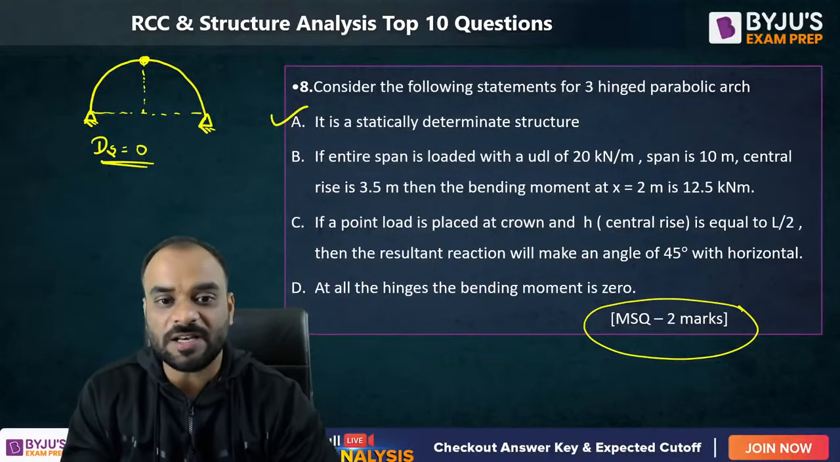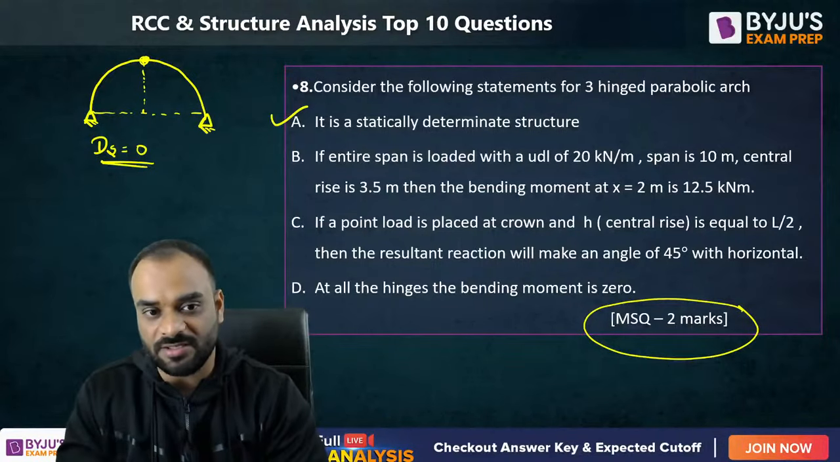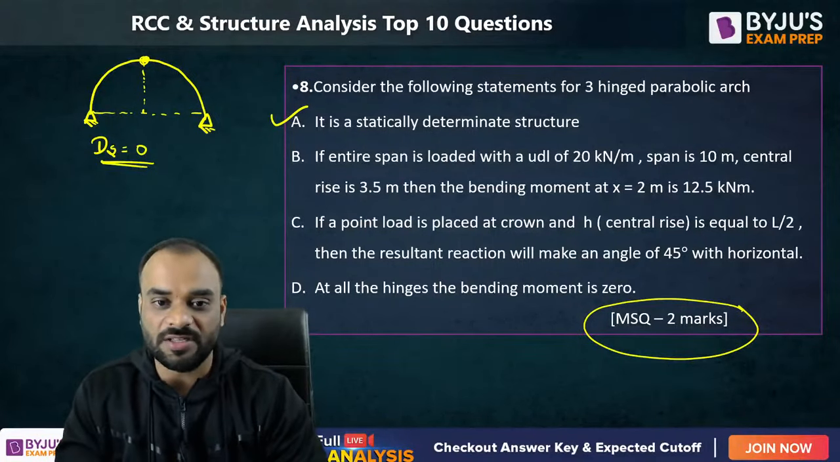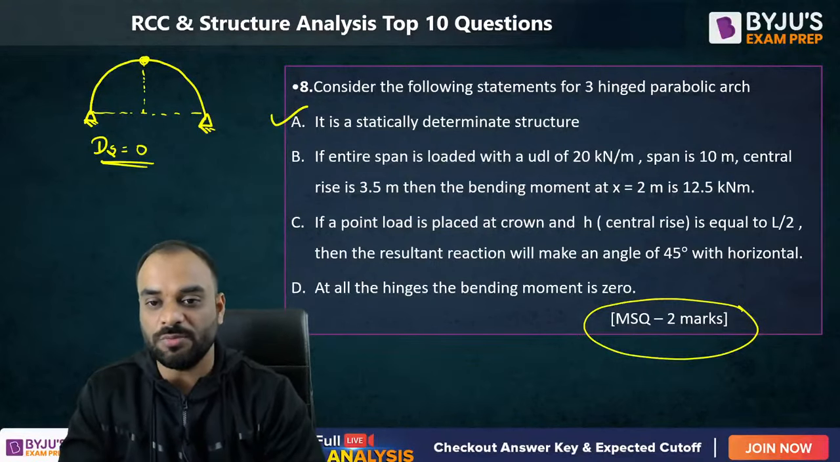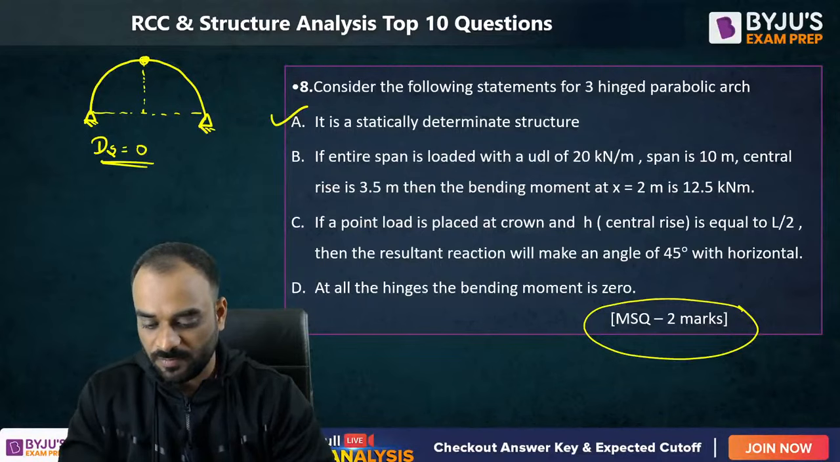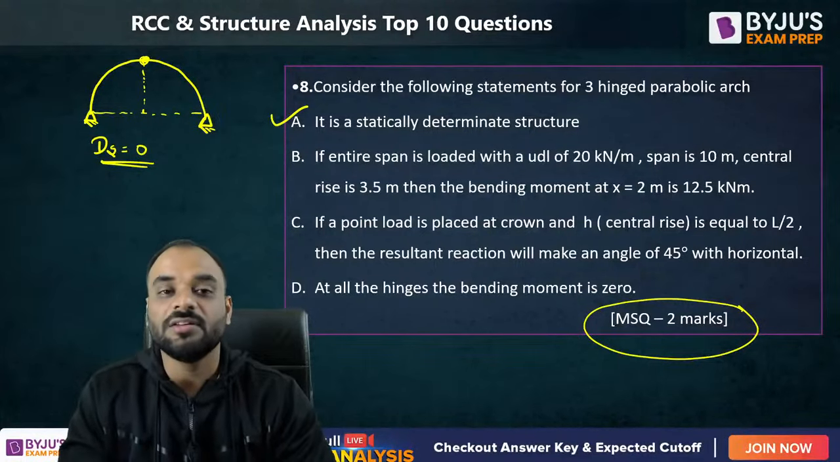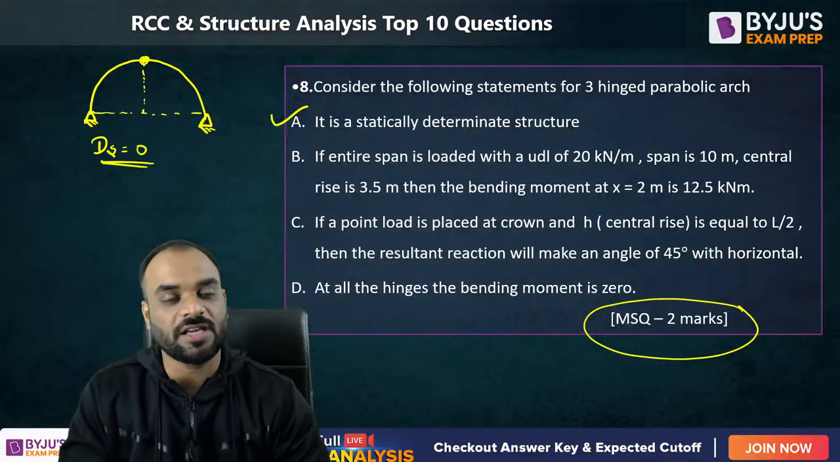If the entire span is loaded with a UDL of 20 kN per meter, span is 10 meter, central rise is 3.5 meter, then the bending moment at x equal to 2 meter is equal to 12.5 kilonewton meter. Statement B is correct or wrong? Wrong. Those who are solving this statement, they can solve it.